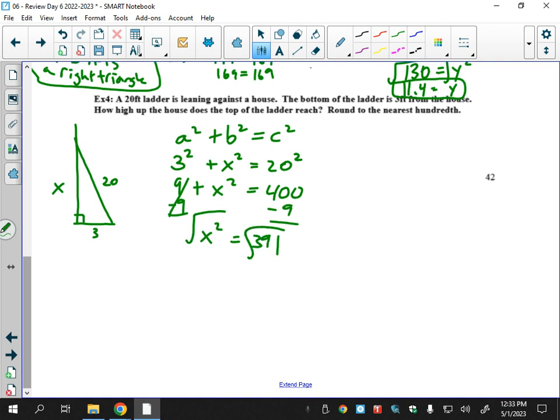Take the square root of both sides. This time we're given rounding instructions of the hundredth. And that'll be 19.77 feet.